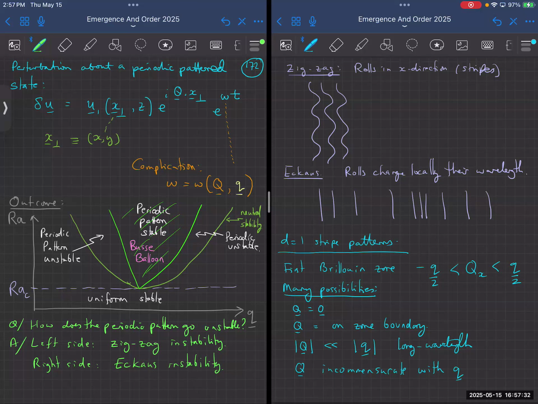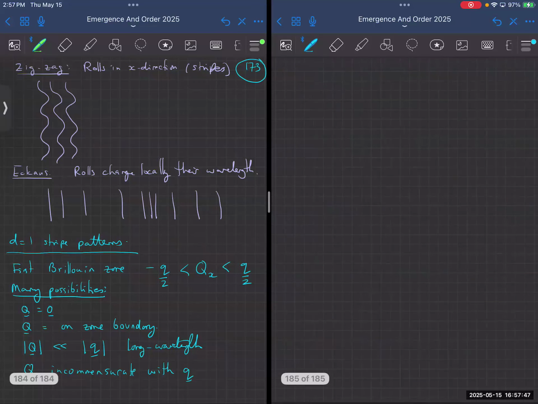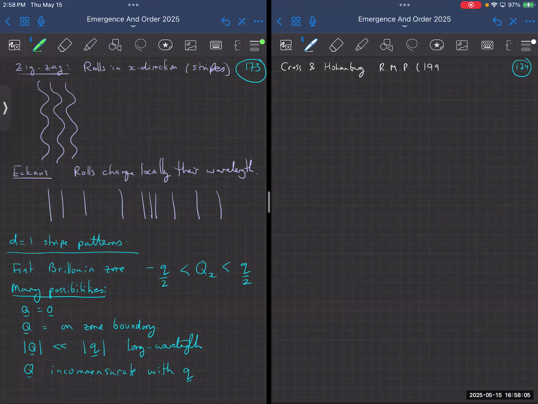In other words, the wave vector for the instability and the wave vector for the pattern have different periodicity. People spent, I don't know, 20 years working all this out. There's a famous article in Reviews of Modern Physics, Cross and Hohenberg, Rev Mod Phys, 1993. That is basically the Bible for everybody who works on pattern formation.